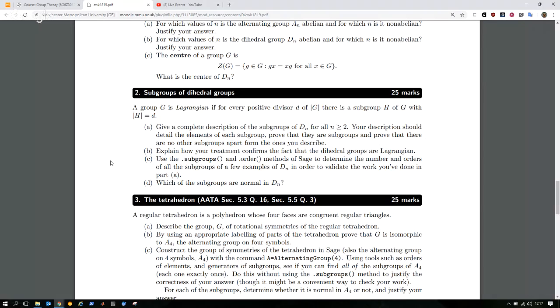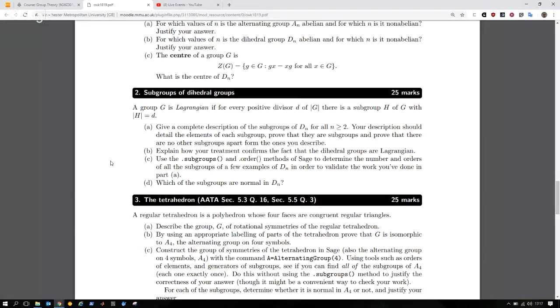Then part B, you should have enough in part A then to give a proof that the dihedral groups are Lagrangian. Each dihedral group satisfies this. It has at least one subgroup for every divisor D of the size of Dn.